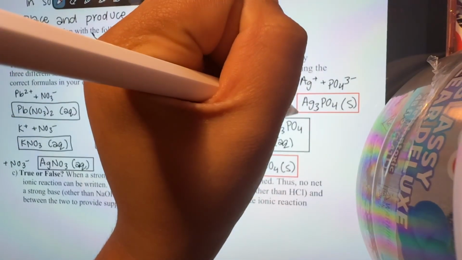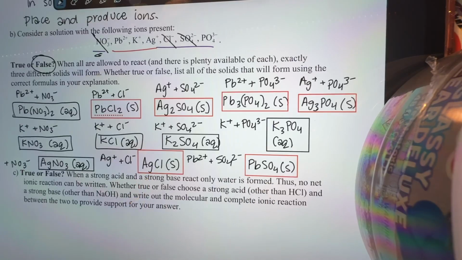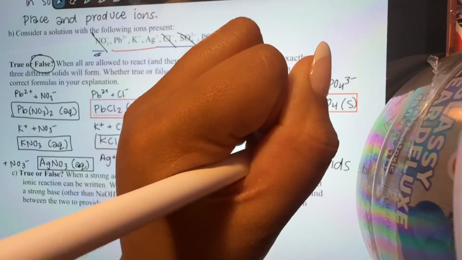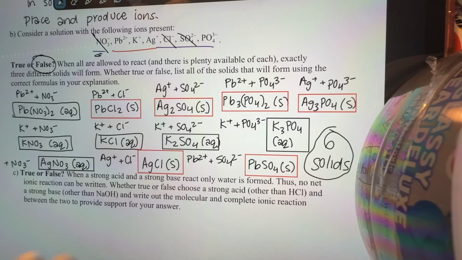So as you guys can see, 1, 2, 3, 4, 5, 6. So we've gotten 6 solids. That's why I'm saying that this is false. That was really messy, I'm sorry.